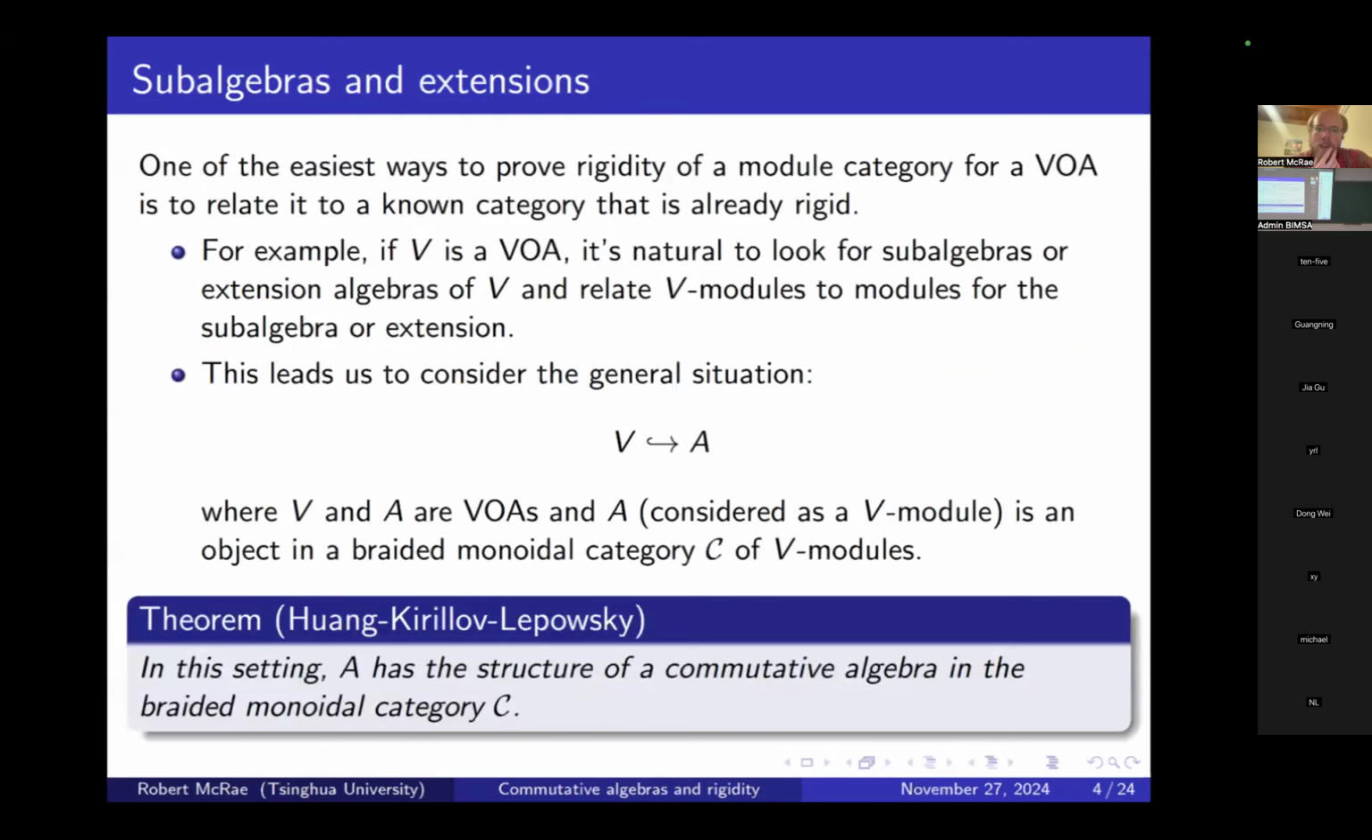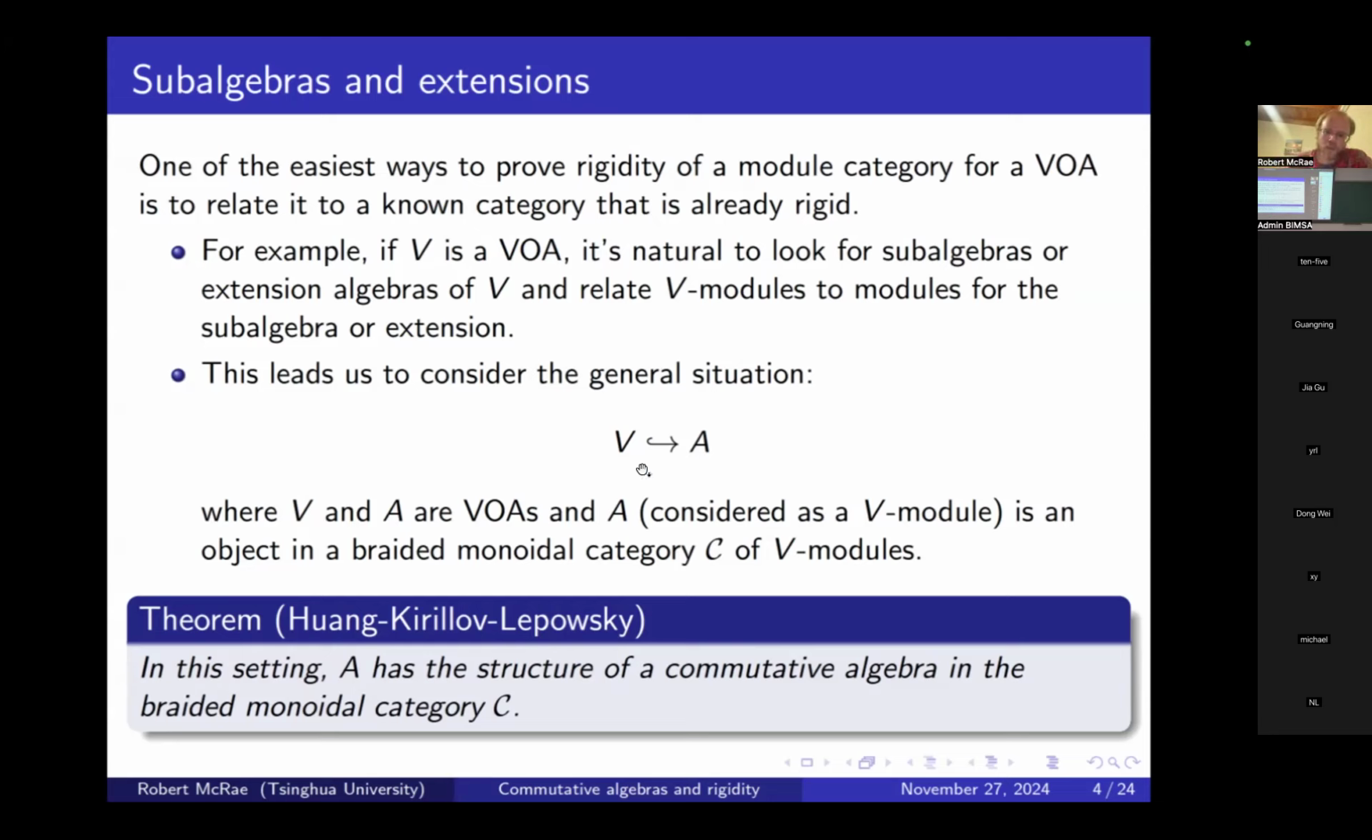So I want to start talking about extension algebras. One thing we can do if we want to show rigidity is we can try to relate the VOA that we have to some VOA that we know about where we know rigidity. For example, if you start with a vertex operator algebra, you can look for subalgebras, you can look for extension algebras, and try to relate rigidity for V modules to rigidity for the larger extended algebra A.